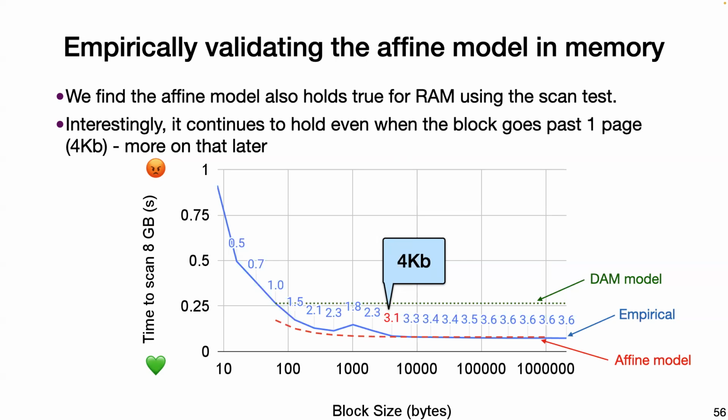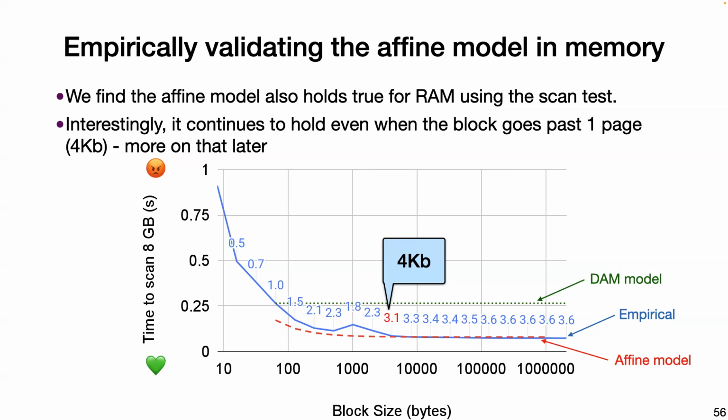This thing is way easier to talk about. This is the relative time to scan 8 gigabytes, which is X in this case. 1 is the slowest, down is good. And this is the block size in bytes, so this is how you set L. In the DAM model, it doesn't matter what your block size is. This is just how much time it would take you to scan this entire 8 gigabytes, and it's fixed.